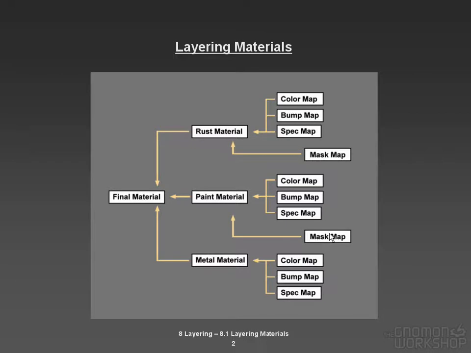These are black and white maps. This one says anywhere that is white is going to be paint, and anywhere that's black is going to be metal. Then this mask map says everything that's white is going to be rust, and everything that's black is going to be your combination of your paint and metal materials. And then these layer together to form your final material.